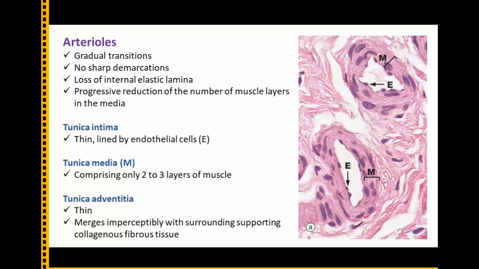So, the tunica intima is very thin and it is lined by endothelial cells. You can see here the nucleus of endothelial cells. Then the tunica media usually has 2 to 3 smooth muscle layers. And adventitia is also very thin.